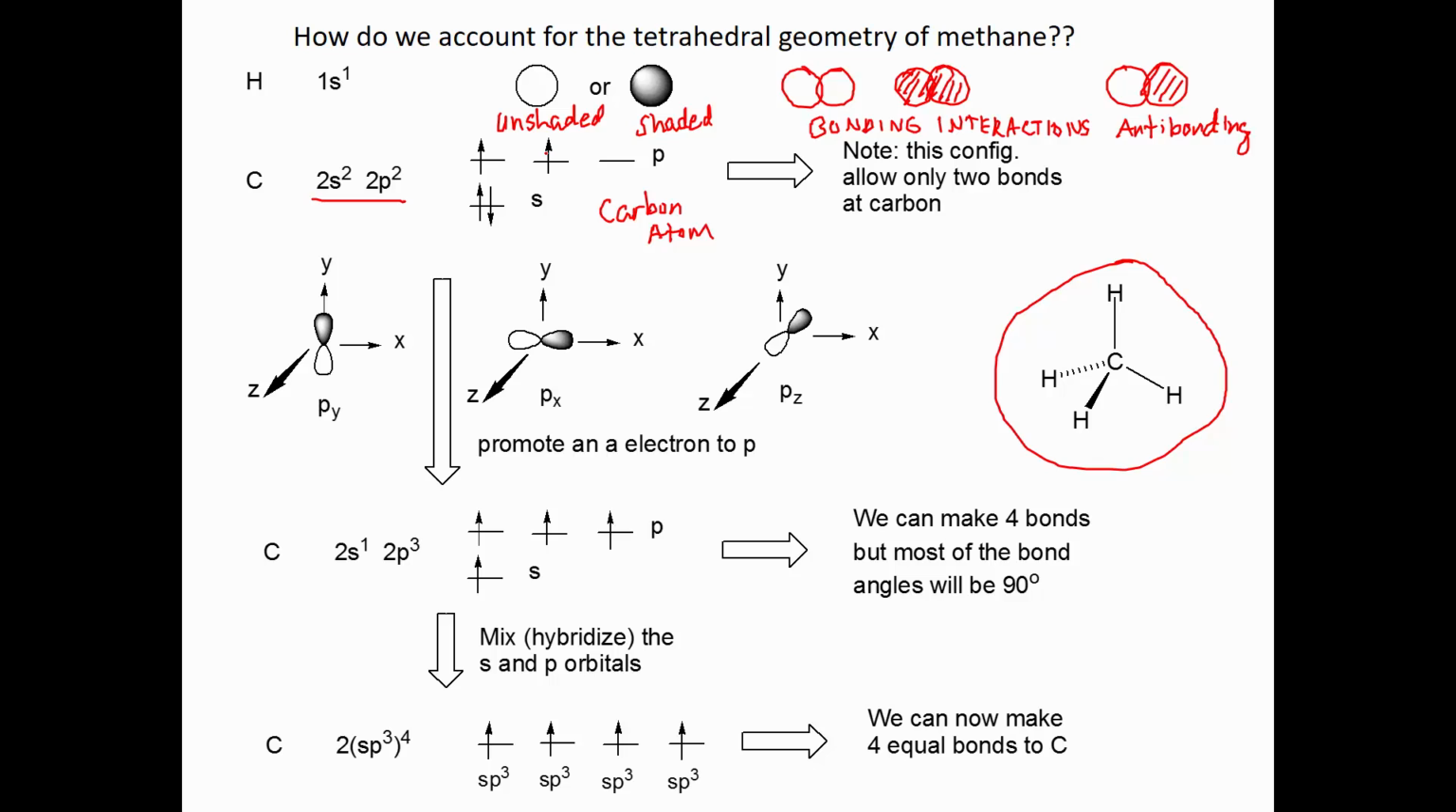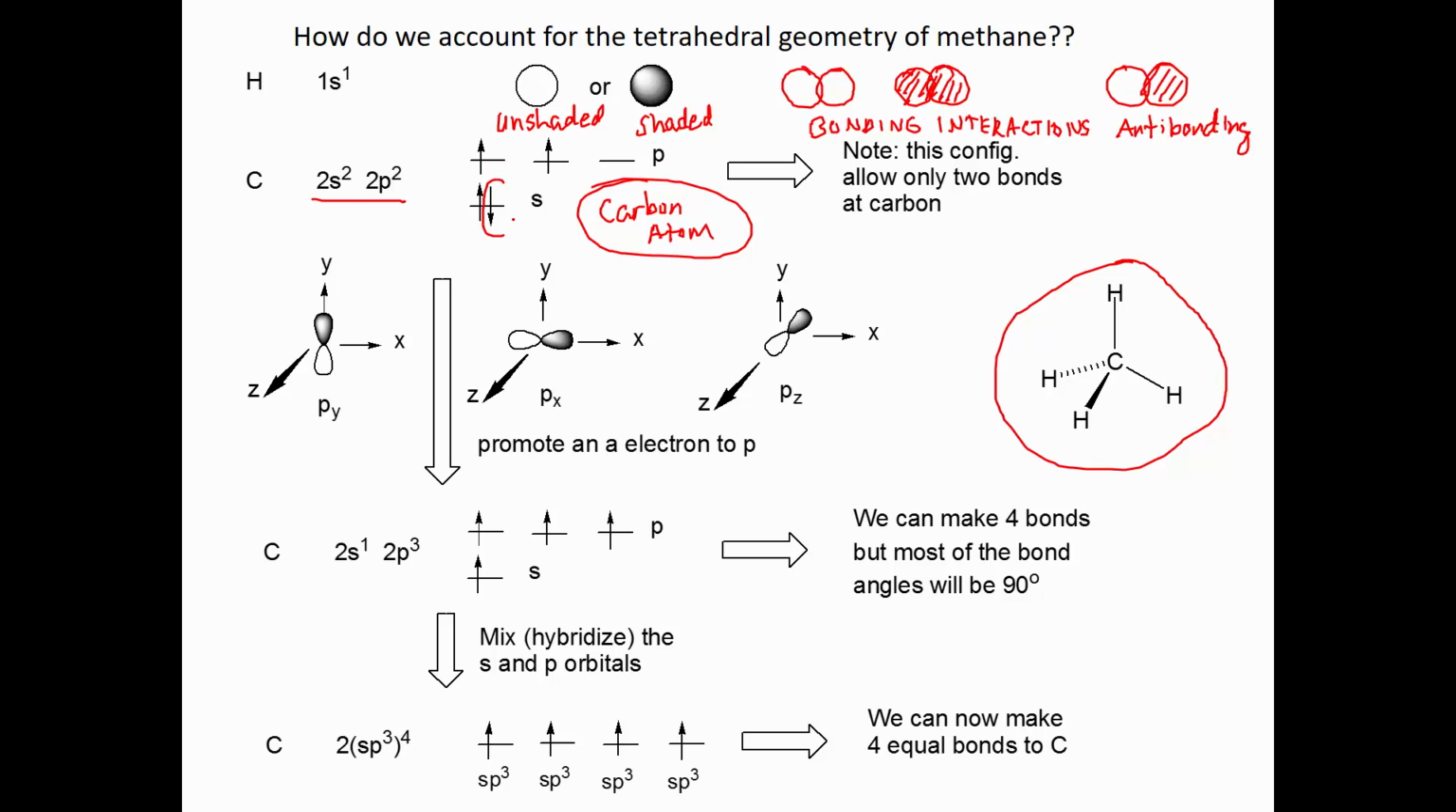Okay? Now, the thing to note here is that this is the ground state configuration of the carbon atom. However, the carbons we're going to be concerned with are carbons that are parts of molecules. So this doesn't necessarily apply. Okay. All right, so let's look at how we can create more bonding sites.